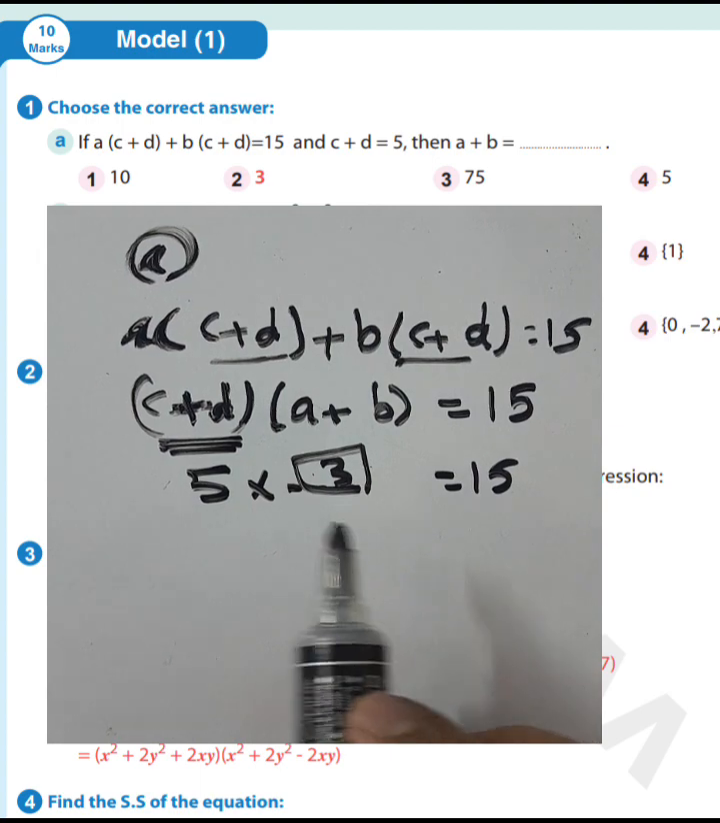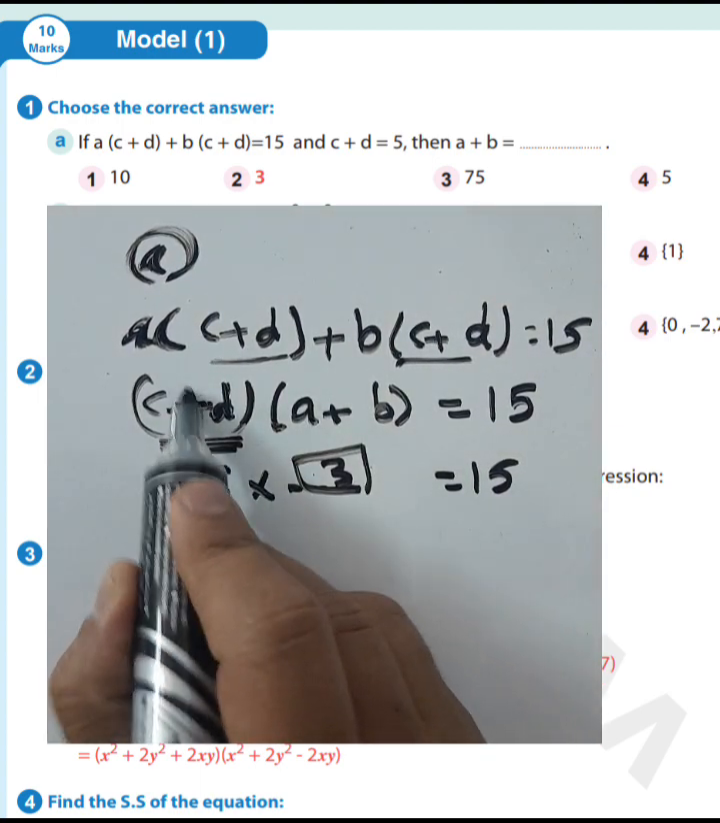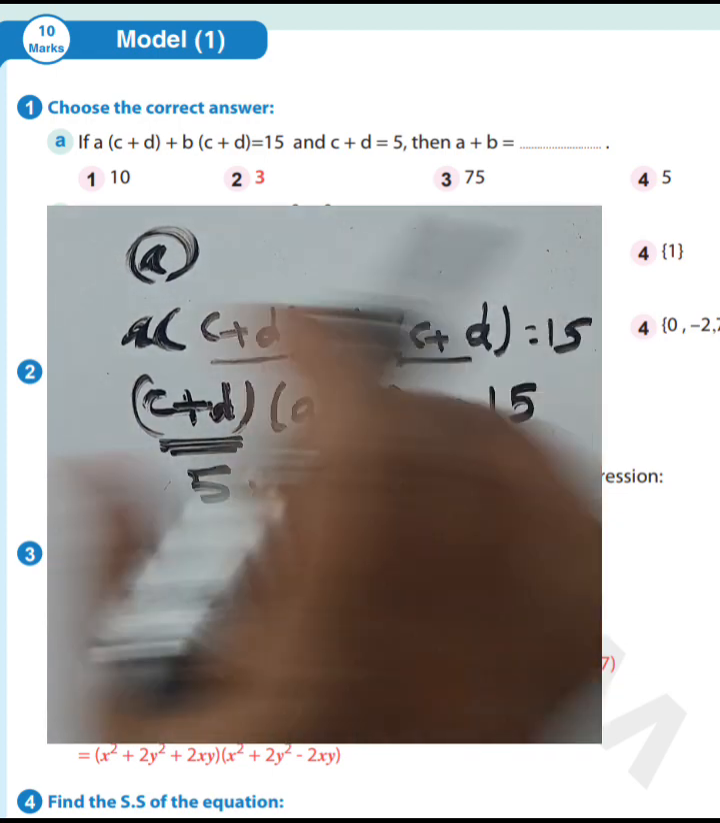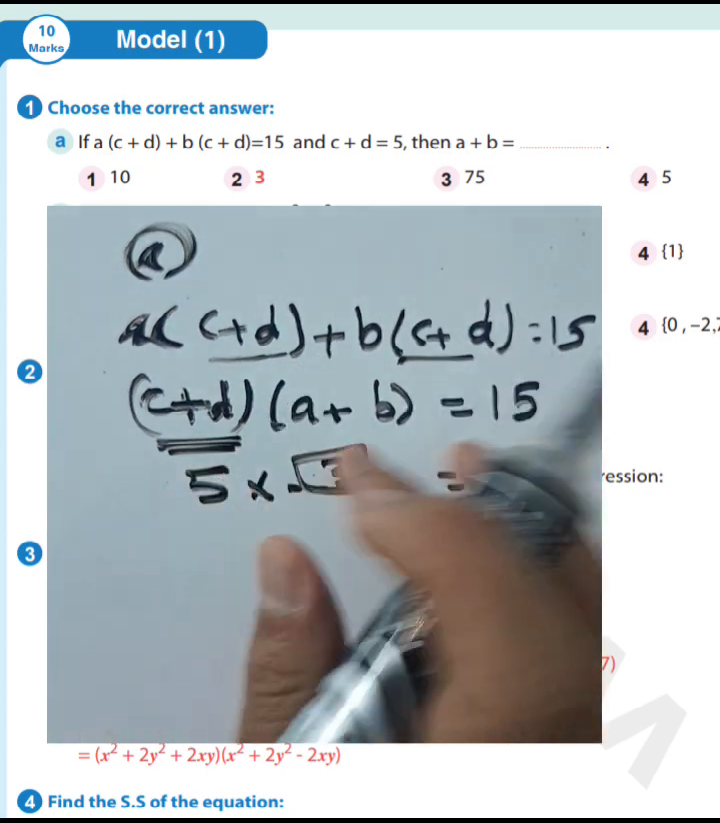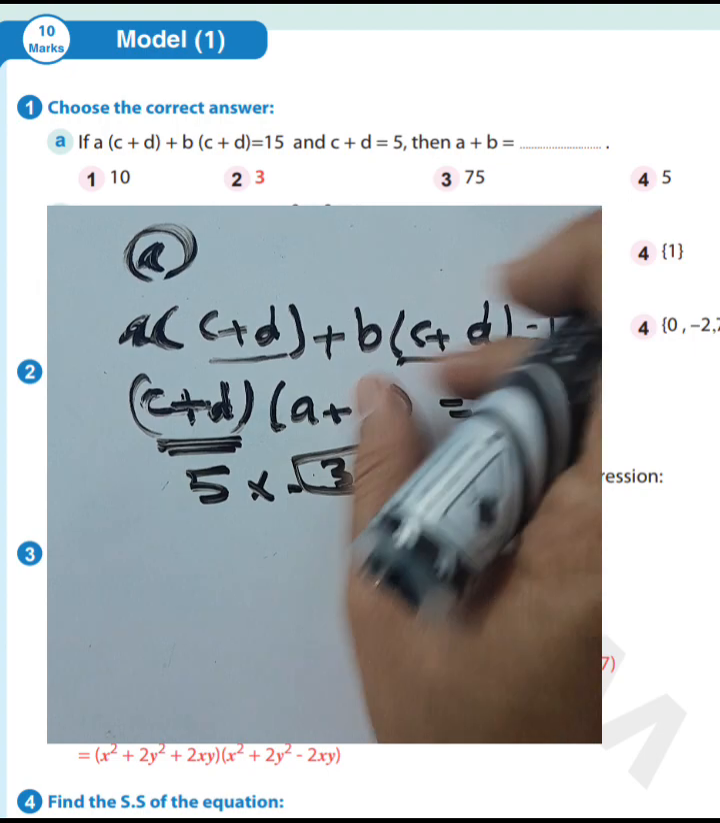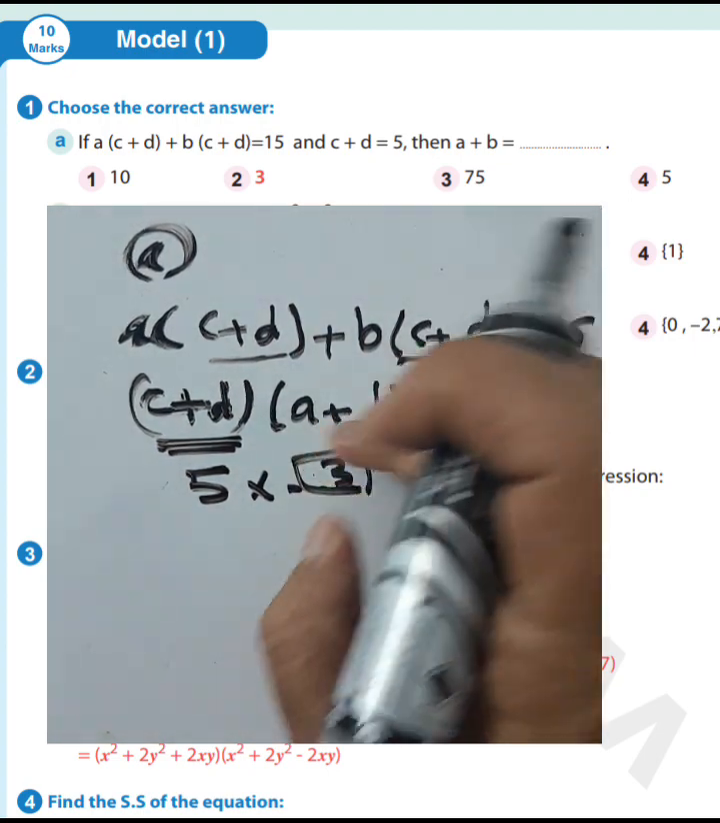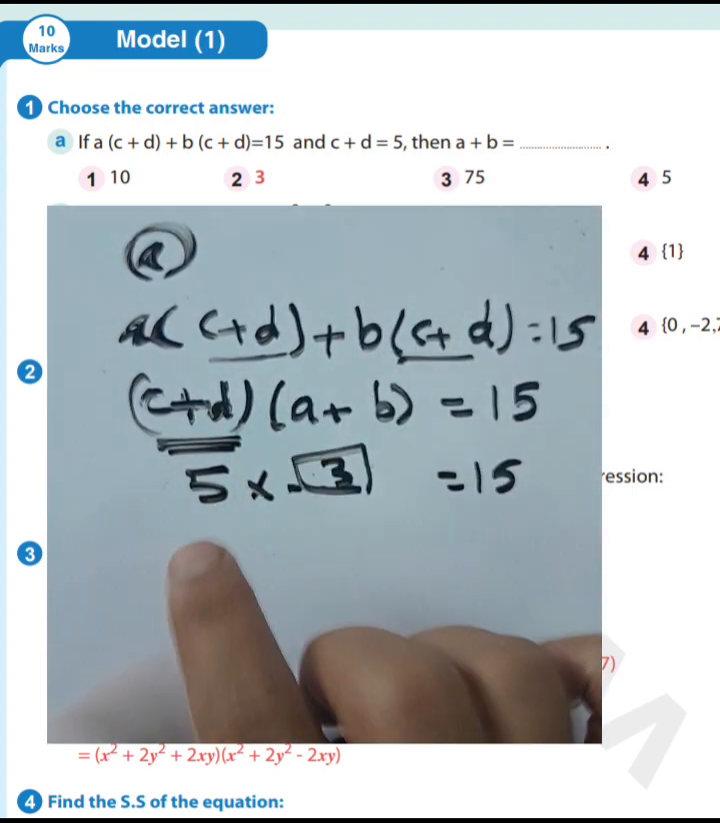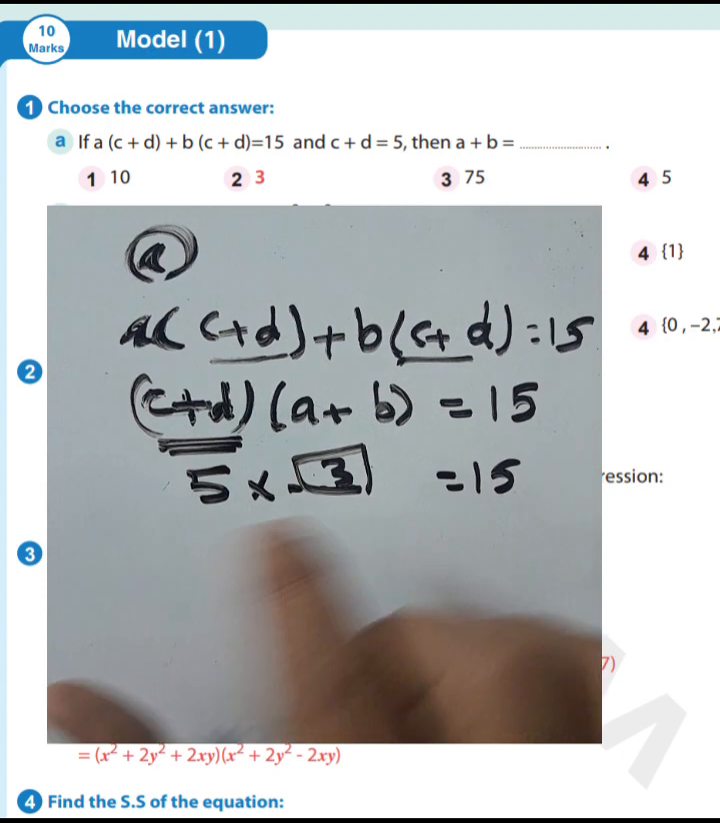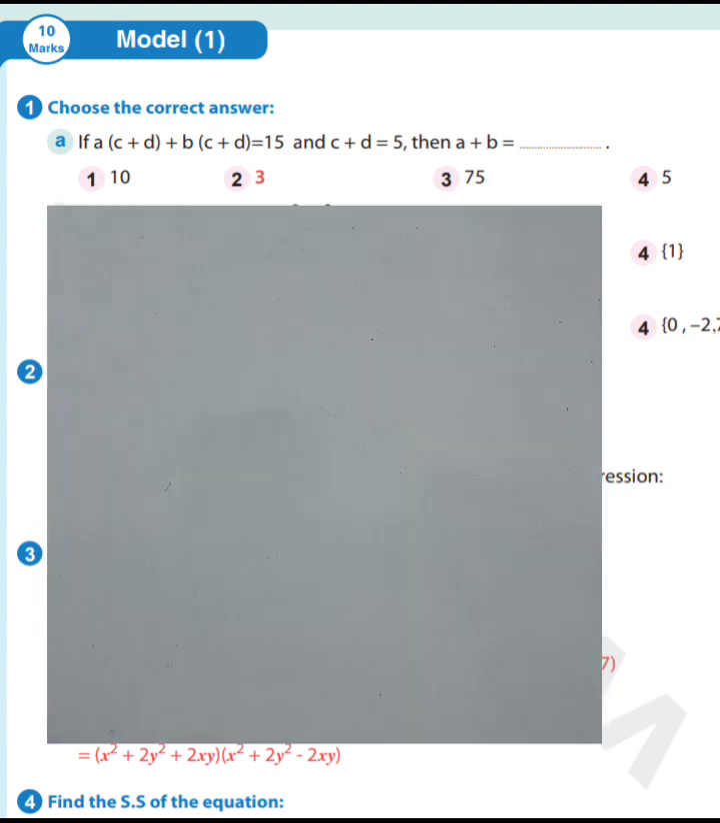Okay. Again, we use here C plus D. Write the highest common factor between two terms, C plus D outside, and the remainder of the first term will be A plus the remainder of the second term would be B, in the brackets. A plus B in the brackets, the sum of them product by C plus D. He gives us the value of C plus D was 5. 5 product by what equals 15? 5 product by 3. Then we must choose number 2 here, 3.